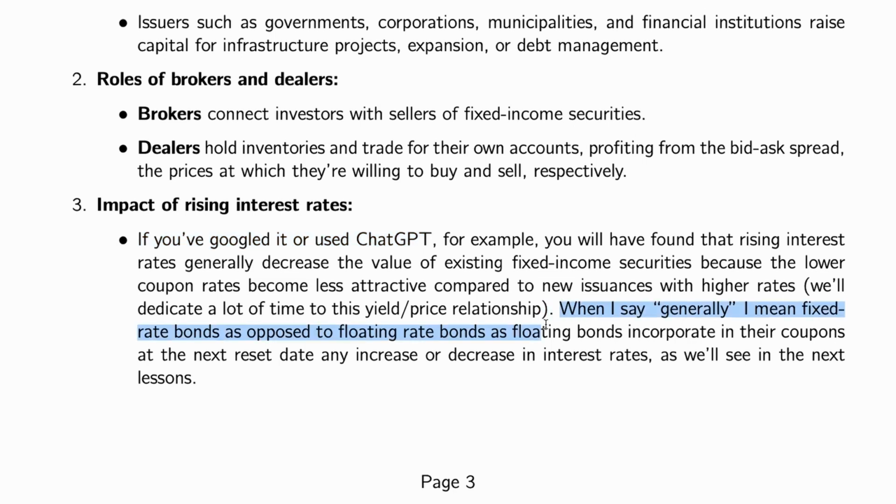Key determinants. Interest rates. Rising interest rates generally decrease the value of existing fixed income securities because new bonds offer higher yields. Creditworthiness, maturity, and liquidity. These factors also significantly impact bond prices, reflecting the risk and attractiveness of the bond. Market sentiment and supply and demand. These elements can cause price fluctuations based on investor behavior and market conditions.